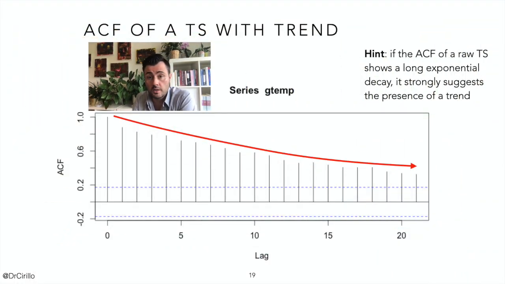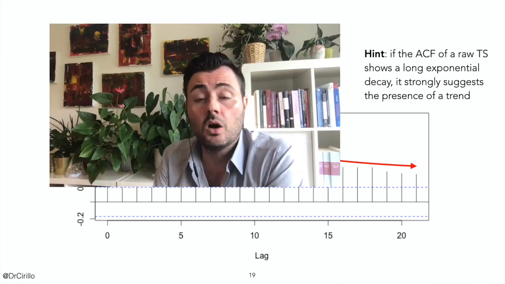So if the ACF of a raw time series shows a long exponential decay as the one that you can see on your screen, this is typically a good sign of the presence of a trend. Now, when we say exponential decay, you will see that we do not mean that we really have to see all the bars going down on the same part of the plot. We can also have that some of the bars are on the negative side, so for negative correlation, they can also change, having a sort of sine-cosine behavior. Those, for example, are signals of seasonality in the data.